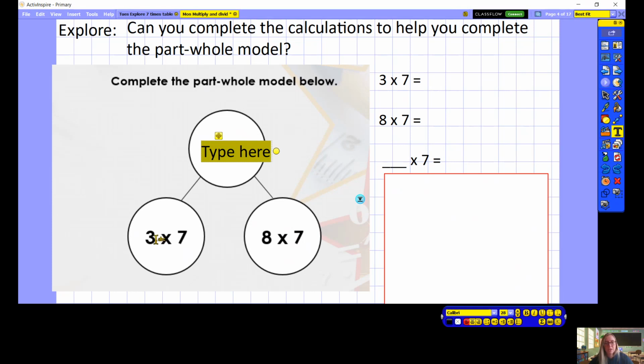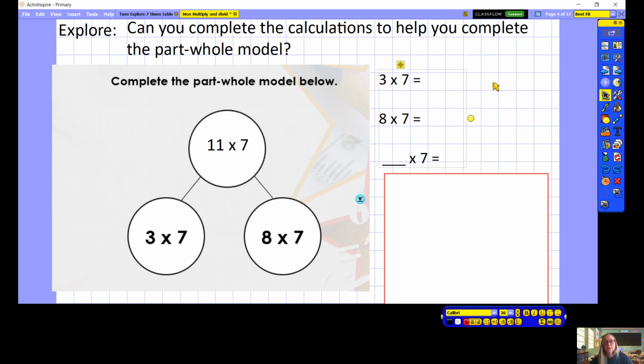So 3 groups of 7 and 8 groups of 7 means the whole number is going to be 11 groups of 7. So if I can find the answer to all 3 of these calculations, I would have a complete part-whole model. So I'm going to just count in 7s to help me work this out. You may want to pause the video and work it out a different way, or you can continue listening to me and we'll go through it together.